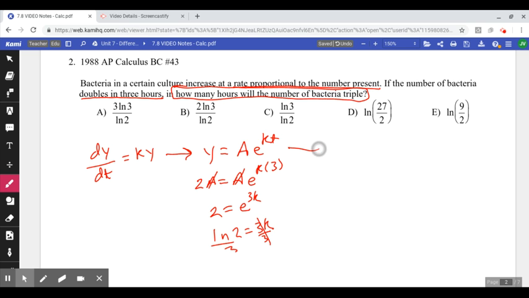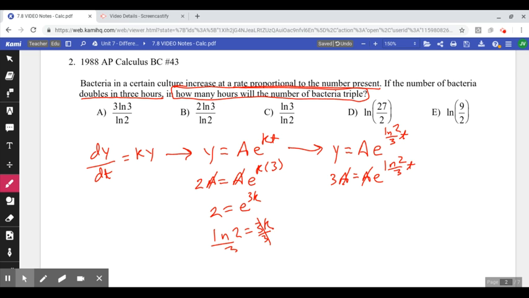However, that's going to really help us because it allows us to figure out one of those variables that we didn't know before. So that k value is the natural log of 2 over 3, and then the times t is up here. Now, to answer the question, we want to know how many hours will the number of bacteria triple. So y in this case will be 3a, right? That's triple the beginning amount. And we're going to solve this one for t.